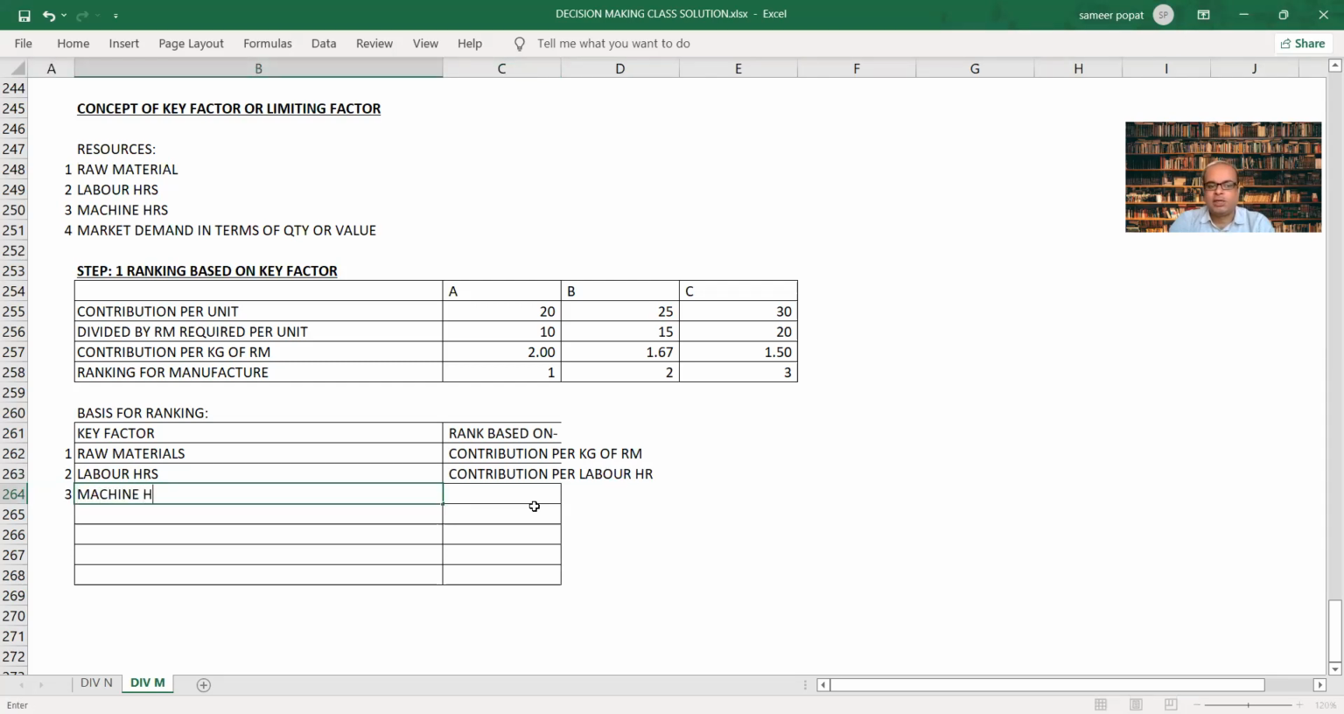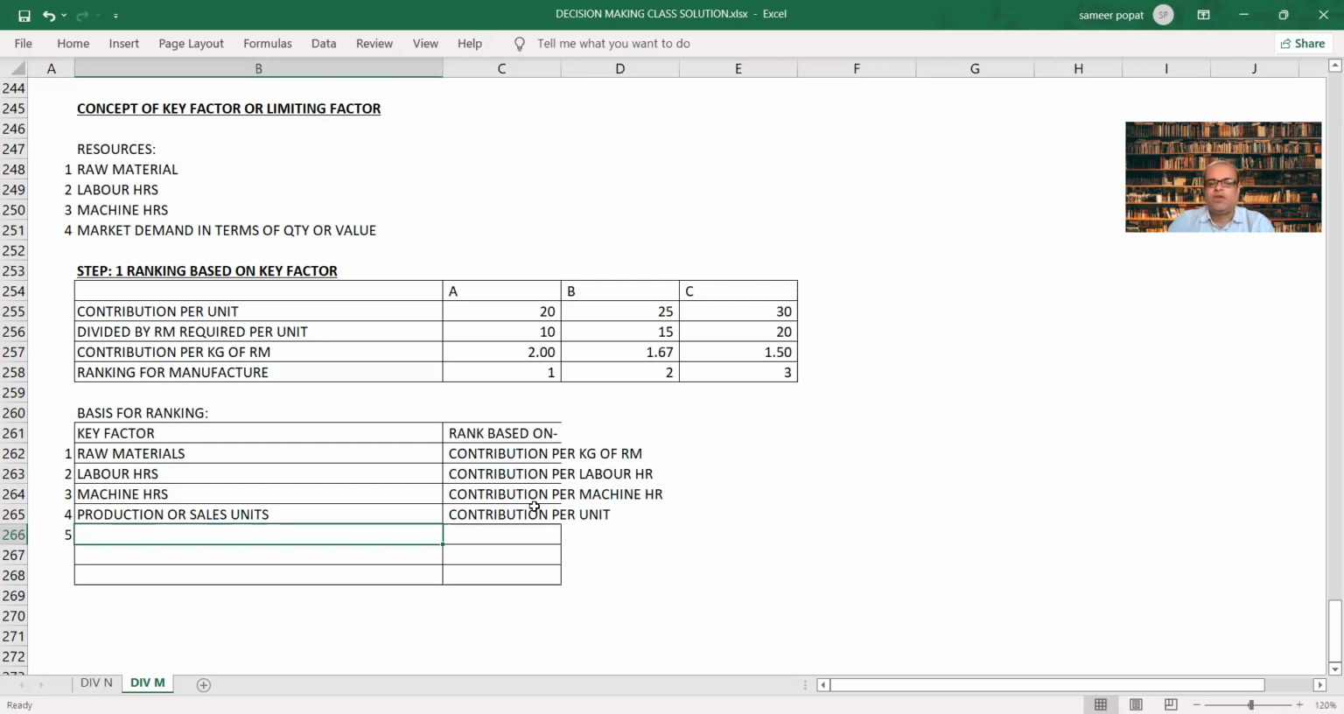If machine hour is limited, in that case, contribution per machine hour will be the base for giving the rank. If production or sales units is the key factor, in that case, ranking would be given based on contribution per unit.